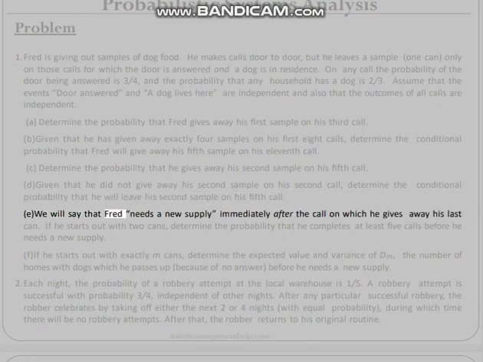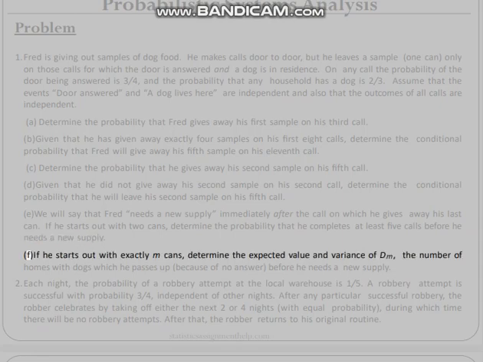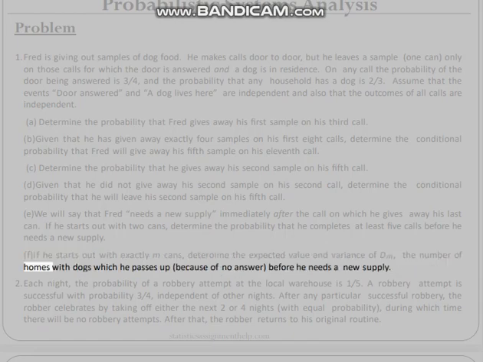E. We will say that Fred needs a new supply immediately after the call on which he gives away his last can. If he starts out with 2 cans, determine the probability that he completes at least 5 calls before he needs a new supply. F. If he starts out with exactly m cans, determine the expected value and variance of dm, the number of homes with dogs which he passes up because of no answer before he needs a new supply.